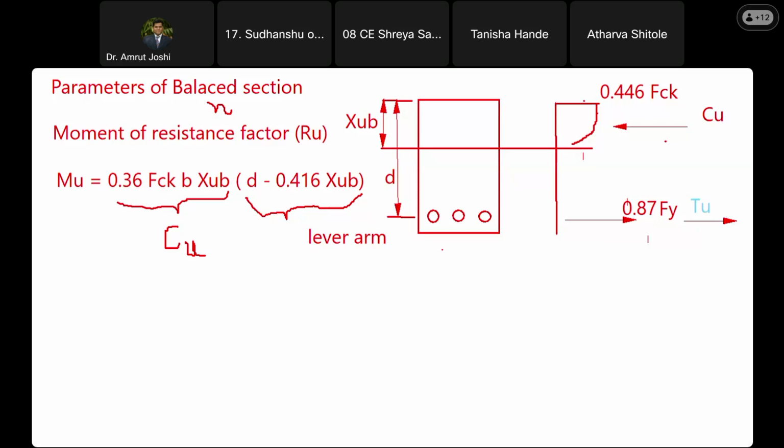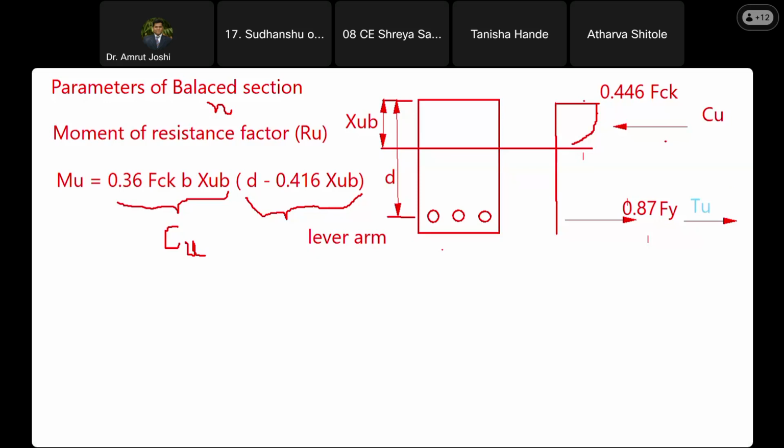Are you with me till this point, Shreya? Yes, sir. Okay. So now how do we write down the moment of resistance offered by this cross section? There are two parallel forces, one is Cu and another is Tu. These two forces are equal in magnitude, opposite in direction. They are separated by a perpendicular distance, which is this much. So what do we have to do in order to write the moment? The ultimate moment that this cross section can resist will be equal to the magnitude of either Cu or Tu multiplied by the lever arm.